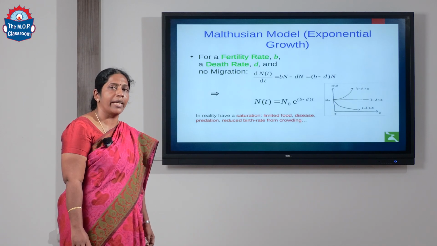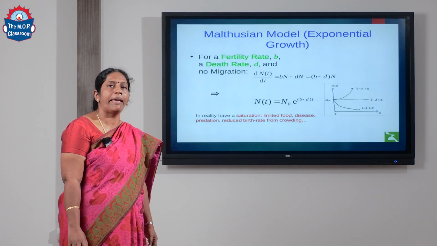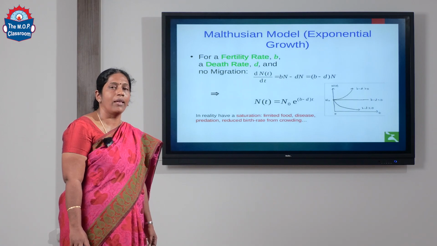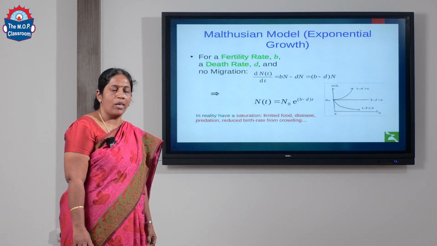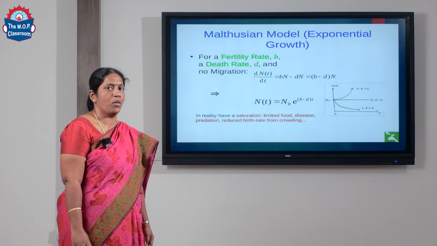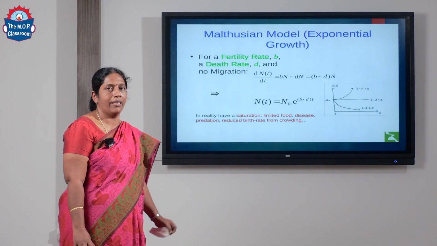Similarly, when the birth rate is greater than the death rate, that is, b is greater than d, the population size grows exponentially, unbounded. When b is less than d, the population size decreases exponentially, which is clearly depicted in the graph.